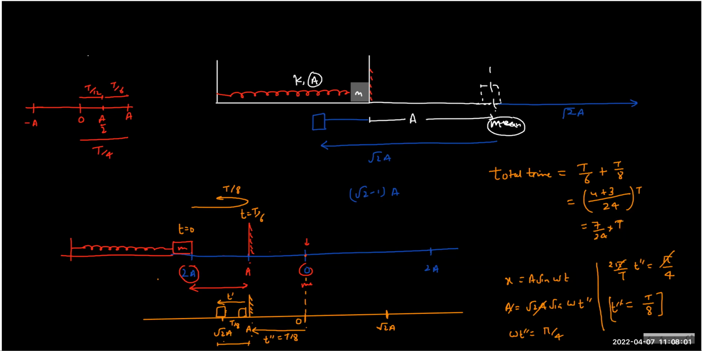And T is how much? 2 pi under root m by k. 2 pi under root m by k. m by k is how much? It's given. 12 by pi. 12 by pi. The pi cancels, 12 and 24 cancel. Answer is 7.